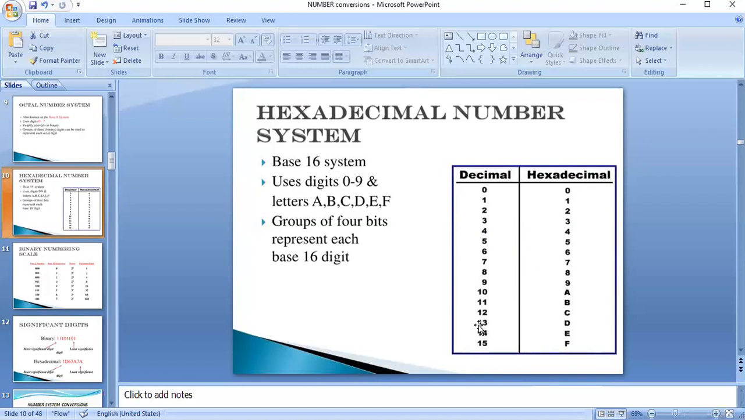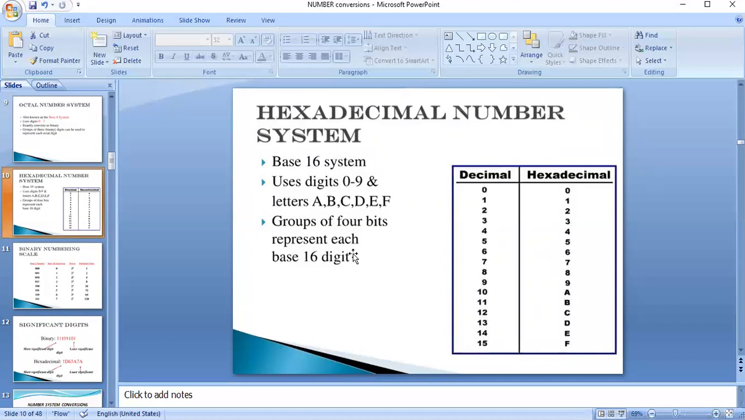For example, if you want to represent the decimal number 13 in hexadecimal, how can we represent it? What is the equivalent of 13 in hexadecimal? D. So this is the representation table.